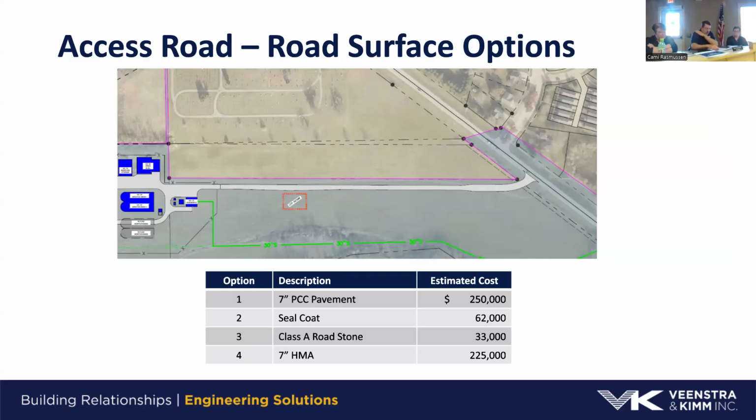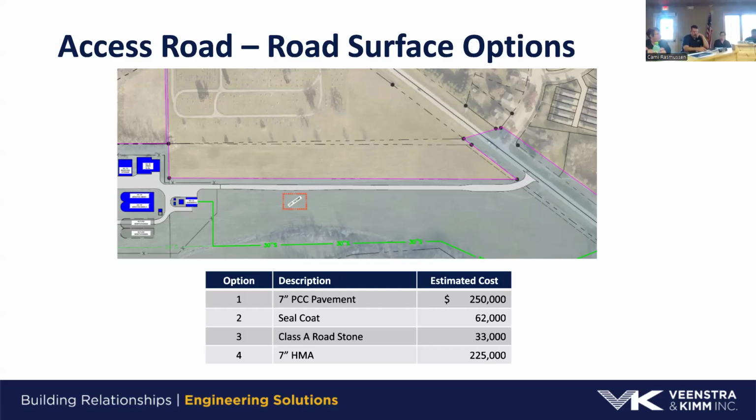Seal coat would be 62,000. And then Class A roadstone, just a rock road, would be 33,000. And then we included the 7-inch HMA just because sometimes that is a question people have right now with all that's going on in the world. HMA is really not any cheaper than PCC. The binder ties the price to oil prices, and that's been a little volatile recently. So that price could go up or down.